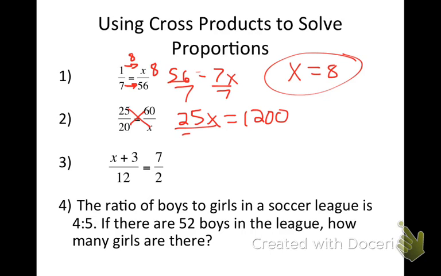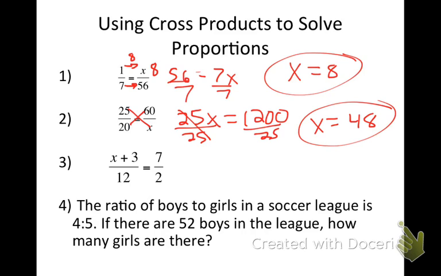I want to divide both sides by 25. I hope we can use a calculator for this, because there's no chance I'm doing all that. 1200 divided by 25 actually comes out to be 48. Nice job. There are some that you'll probably need a calculator on. There are some decimals and things.